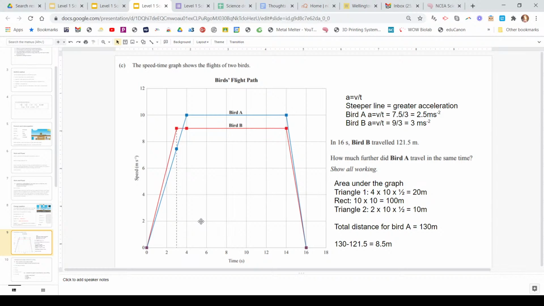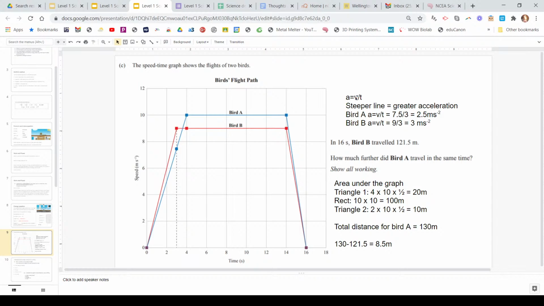The other thing that you can be asked about with a speed time graph is the distance traveled. And the distance traveled is given by the area under the speed time graph. So to get that, we would split the shape of the graph up into triangles and rectangles, and then we would use that information, the area of each triangle and rectangle added together to give us the total distance traveled. So let's have a little look at what those look like.